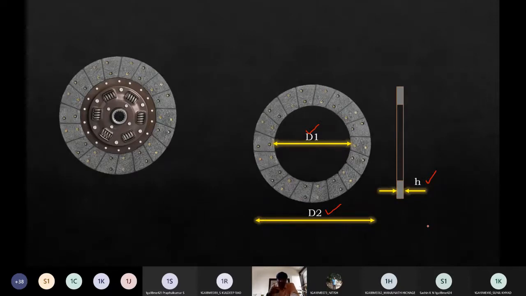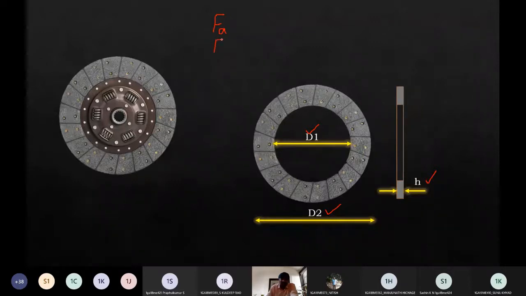To find this, we have so many inputs. What are the different inputs you have here? You have something called F. What is F? The axial load which you are going to apply, or by default it will be there. During disengagement, obviously during engagement, by default some force will have been applied using the pressure plate.